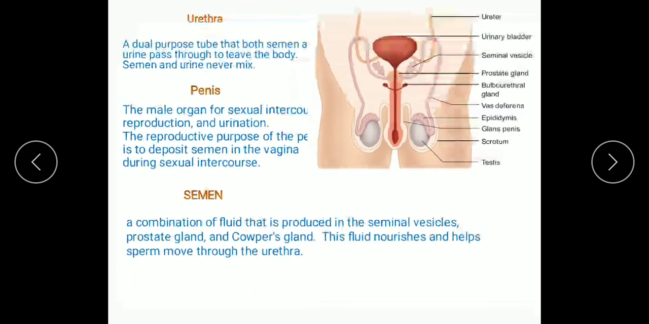Okay, so now the male reproductive organ system is completed. Next class we will see the female reproductive organ system.